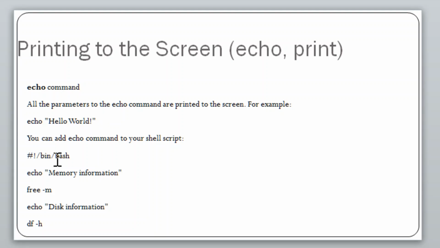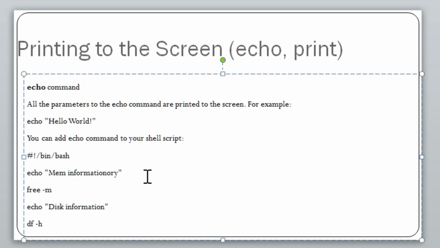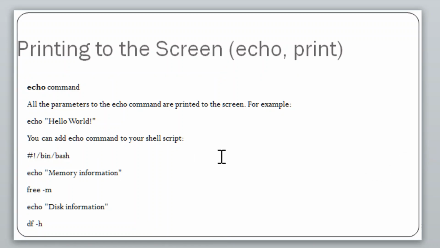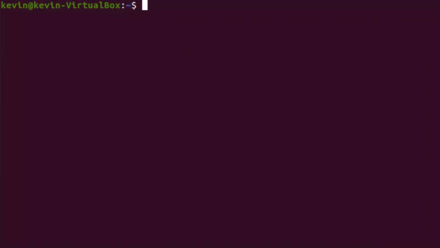You can also add echo to your shell scripts. So we could echo memory information, free -m, and echo disk information, and df -h, and it's going to echo these words exactly, then it'll run free -m, and then it's going to echo these words exactly, and then it'll run the df -h command. Okay, and I can even show that to you real quick.